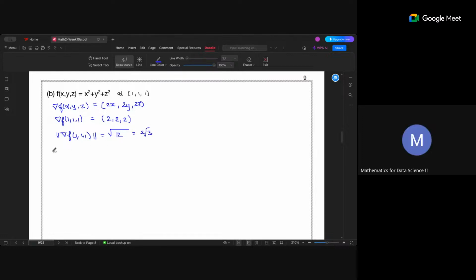Now what is the direction of steepest ascent? 1 comma 1 comma 1 by root 3. Right? Now what is the direction of steepest descent? The negative of the above vector. Okay. Now what is the direction where f remains the same?